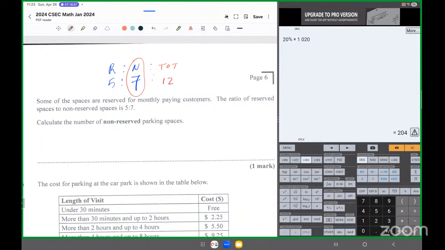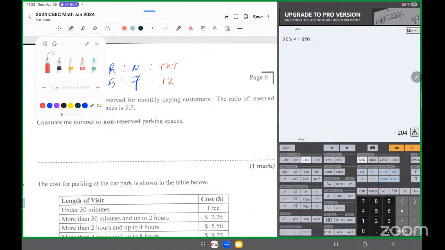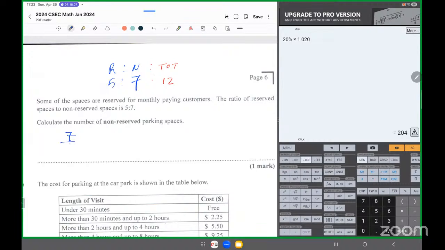7 out of 12. So the ratio is 5 to 7 for total parts of 12. And I want to know the non-reserved portion, which is the 7 part of the ratio. So the 7 portion of the ratio is 7 out of 12, and the total parts is 12. 7 out of the 12 times the 1,020 parking spots. So it becomes 7 out of the 12 parts times 1,020. That's the number of non-reserved parking spaces.